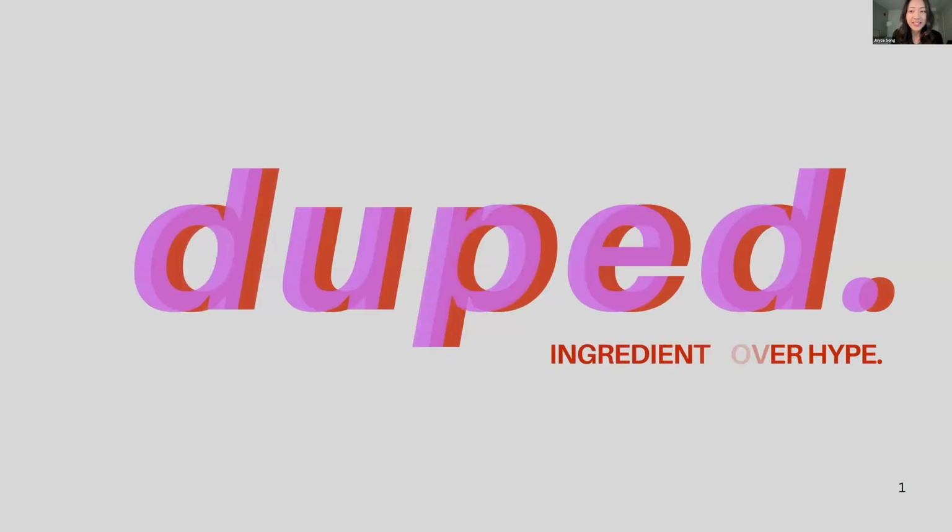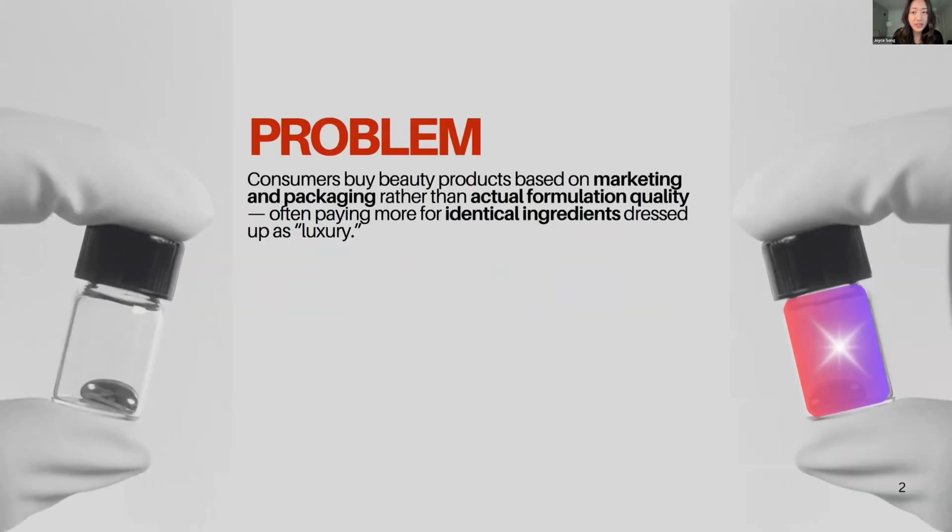Hi, we're Duped, an ingredient-level intelligence engine that helps shoppers find skincare products that actually match what they need without overpaying. Skincare today is really messy. There are tons of products, most of which are repacked versions of the same ingredient list. Prices range from $10 to $300 for formulas that are nearly identical. Consumers don't know what matches their skin or what they're actually paying for.